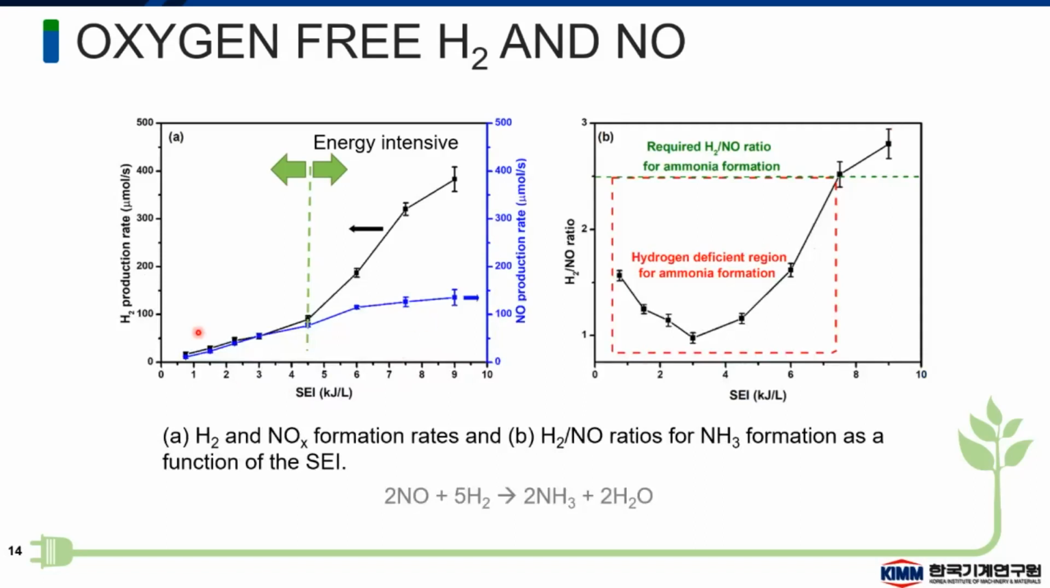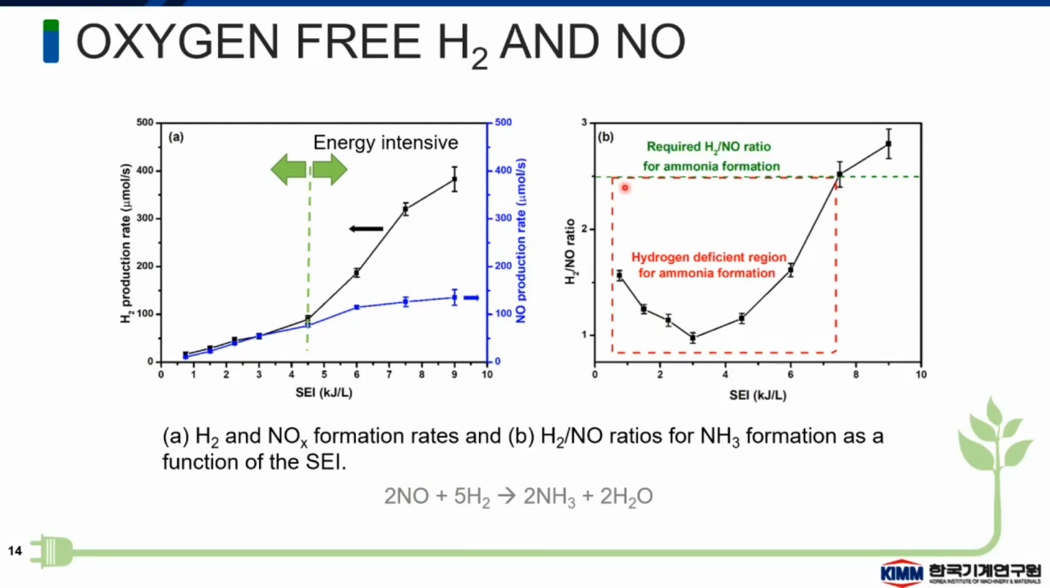So from here we can see that at low specific energy, the production of hydrogen and production of NOx is almost equal. But as specific energy increases, production of hydrogen increases, but NOx concentration does not increase. So that is a good point, because for the production of ammonia, we need 2 molecules of NOx and 5 molecules of hydrogen to make 2 molecules of ammonia. So we can say that we need 2.5 times more hydrogen as compared to NOx.